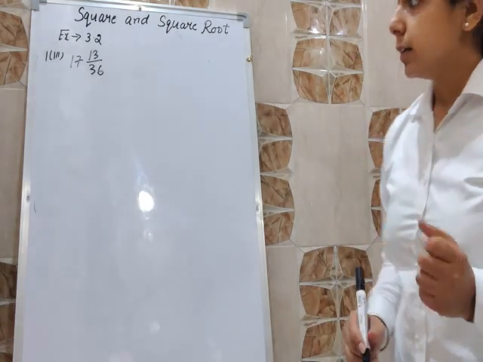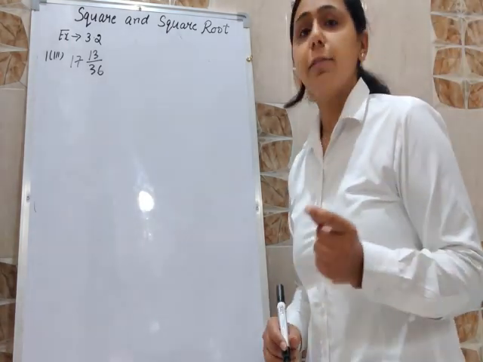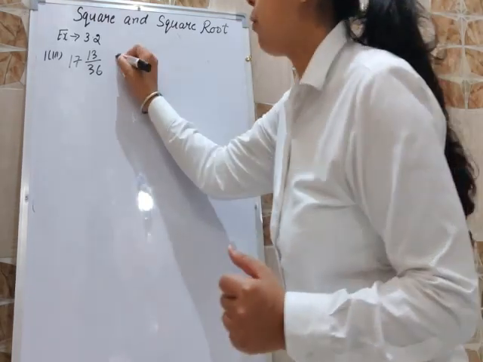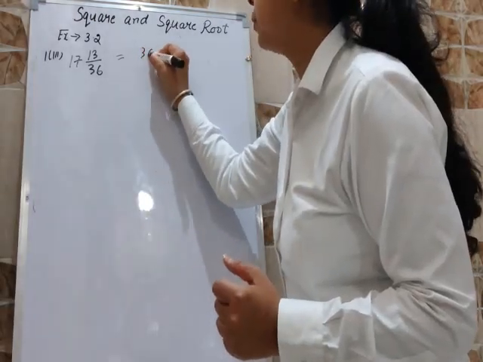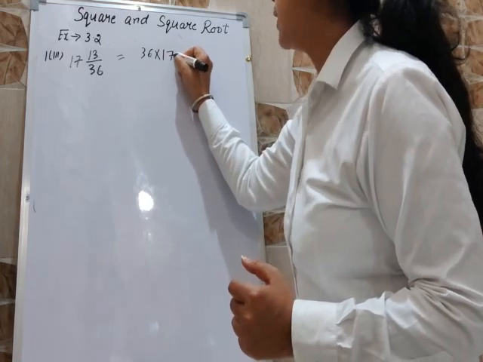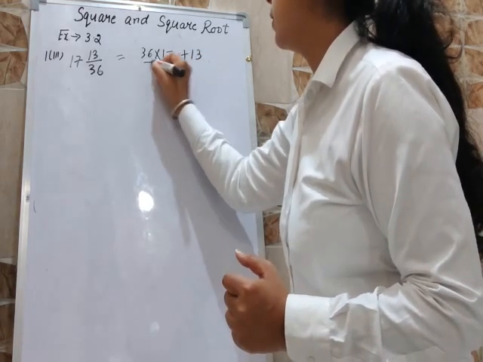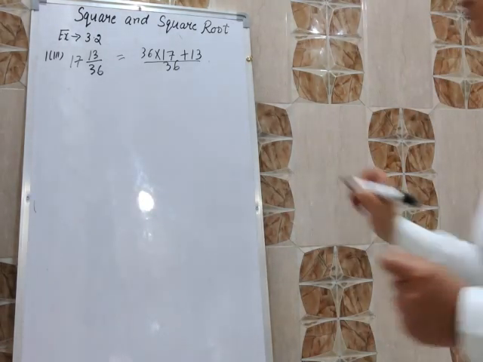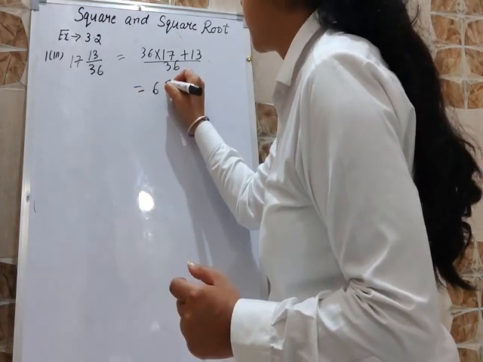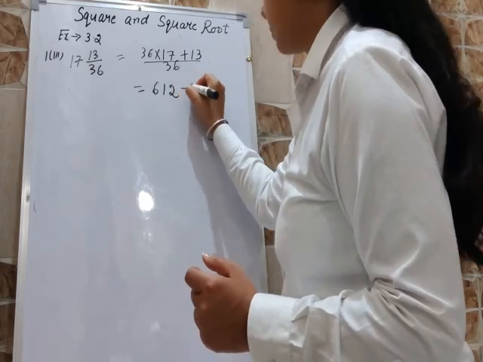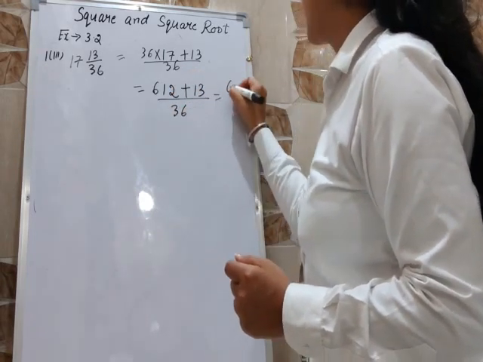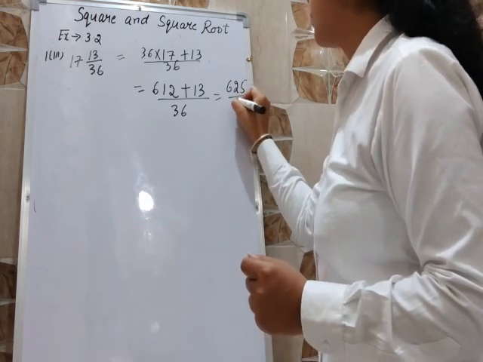Now the third part. It is given as a mixed fraction and we have to find the square root. So what we have to do, first of all, simplify the mixed fraction into a simple fraction. 36 multiply 17 plus 13 divided by 36. What will we get here? Here you will get 625 by 36.